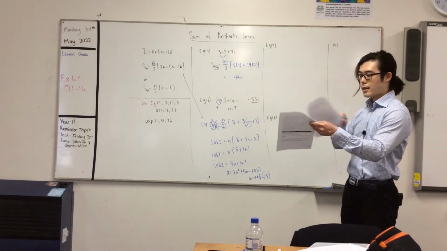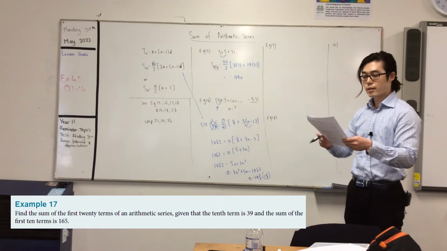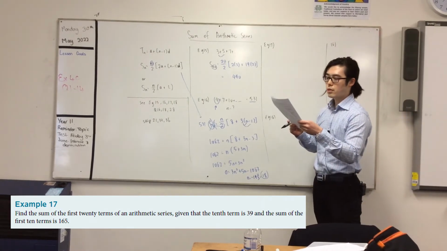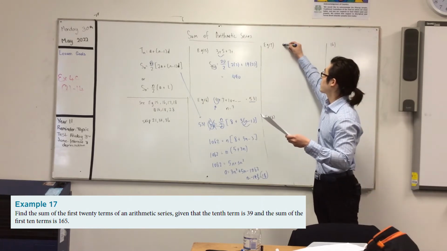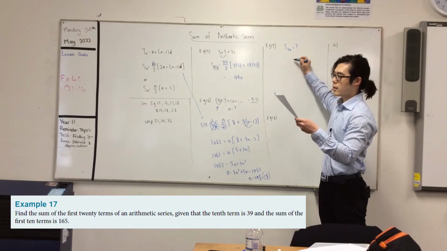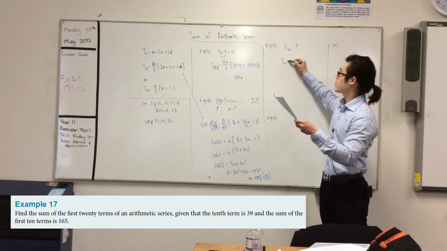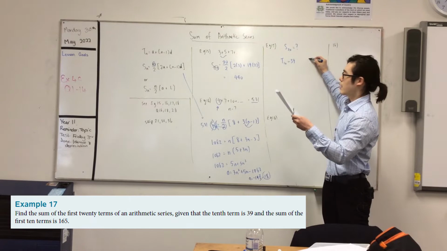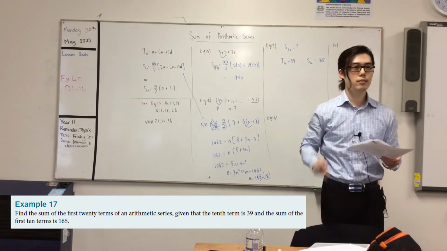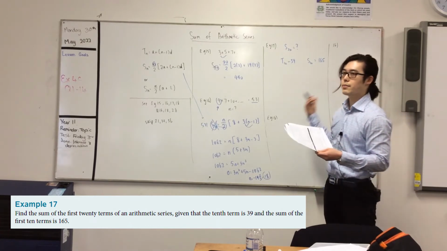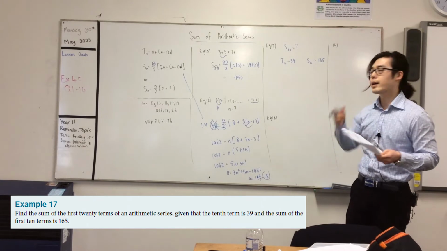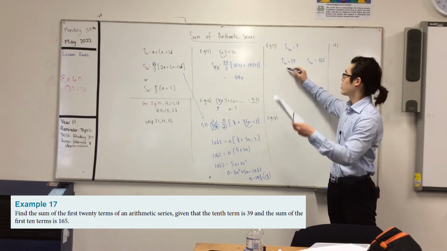All right, example 17. Now, find the sum of the first 20 terms. So in another way, let's write the symbols down as we go. So find this, given that the 10th term, so T10 is 39, and the sum of the first 10 terms is 165. Does that make sense? I've just read the question and simplified it in terms of the symbols. That's what they're asking, given that. Yeah, so look, I won't do the whole working out, but you know what to do.